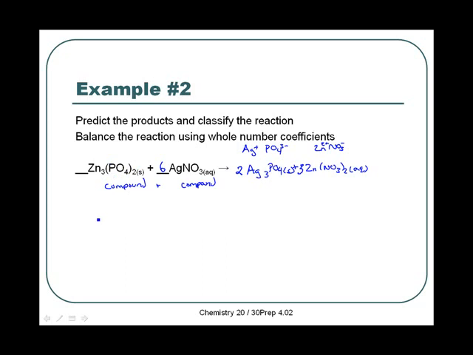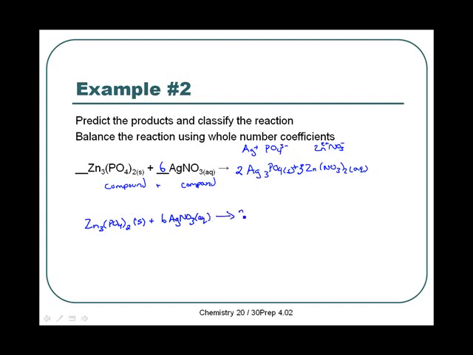So I'm just going to write this out a little more neatly, or attempt to anyway. Zn3 PO4 2, and you'll notice in your textbook they don't subscript the states, so if you don't subscript your states, that's okay. I tend to, just because that's the way I learned to do it, so it'll take a while to change, I think.